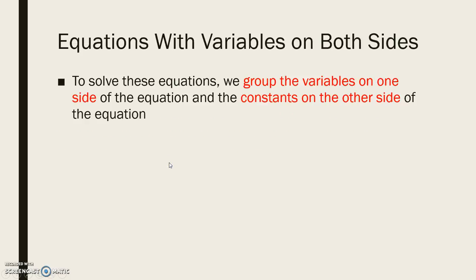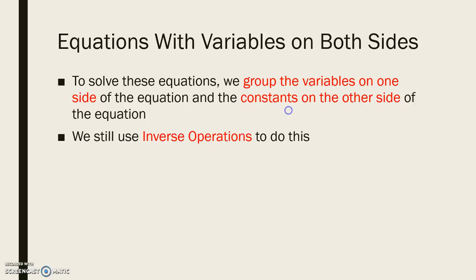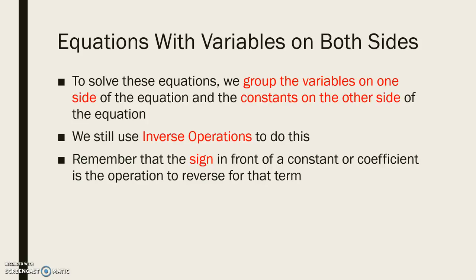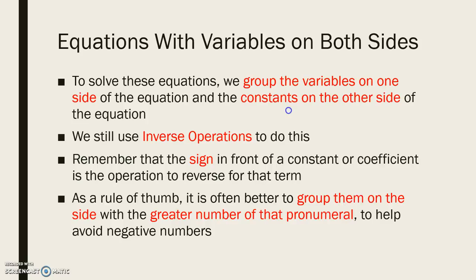So the easiest way to think about it is that we always try and group our variables on one side, or our pronumerals on one side, and constants on the other. Makes the equations easier to solve. So the starting point is different, but after that first step, everything is the same. So we still use our inverse operations, and we still need to remember the sign in front of the constant or coefficient is the operation to reverse.